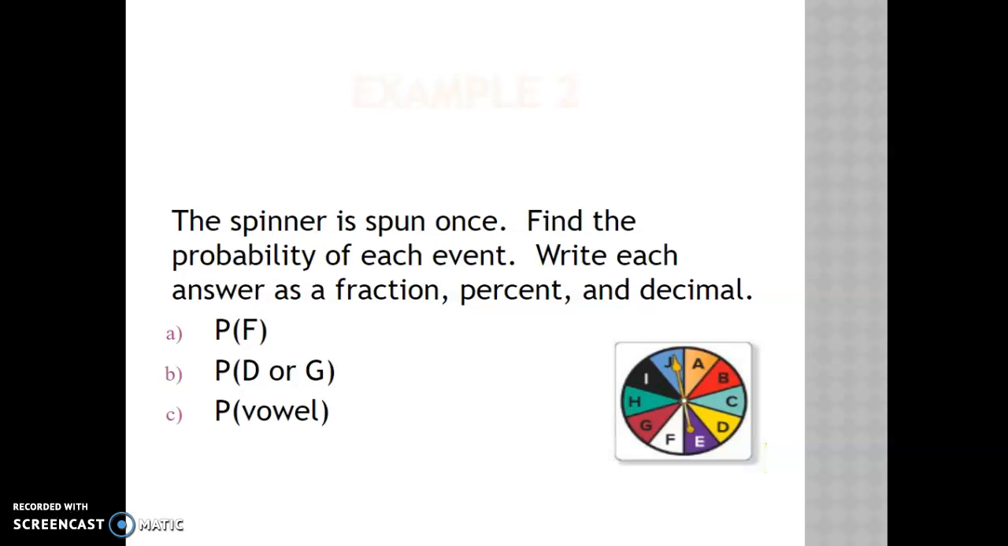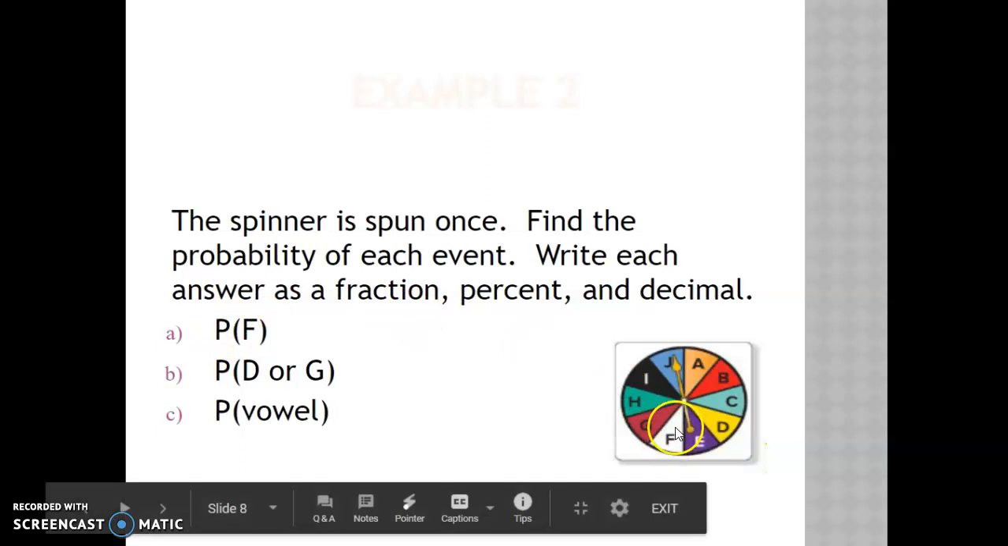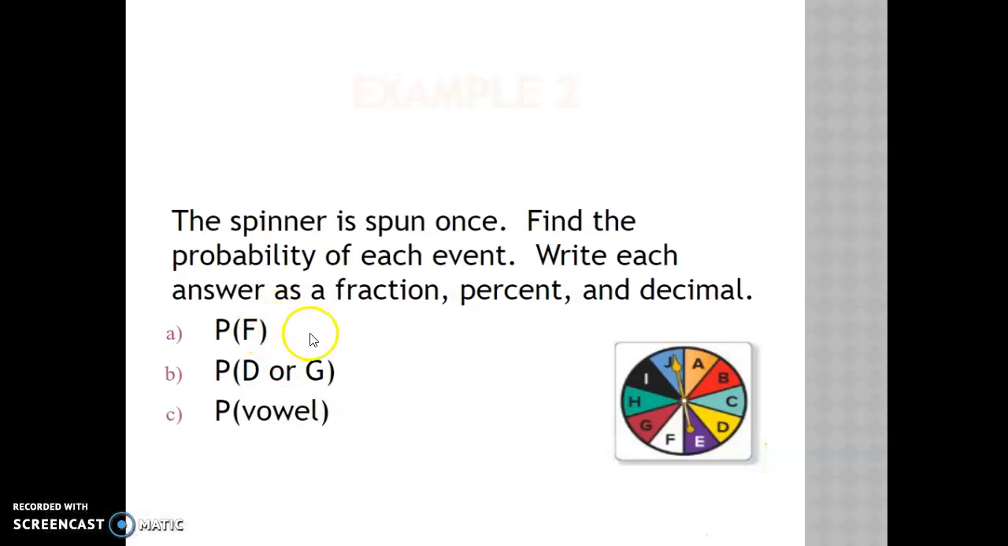So another example here, the spinner is spun once. Find the probability of each event. Write each answer as a fraction, a percent, and a decimal. So when it's in this format, it's the probability of F. If we look over here, F is one section on the spinner, and there are 10 total sections. A good way to see it is that there are 5 on this side, and then starting at the F going up to J, there's 5 on this side. So there's 10 total things, and F only occupies one of those 10. So the probability of this one would be 1/10 for landing on the F space.